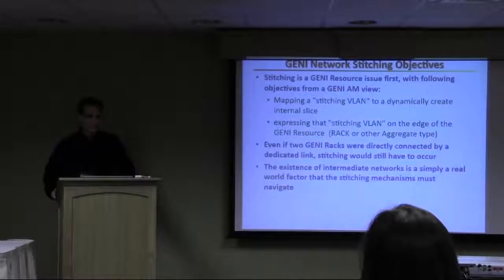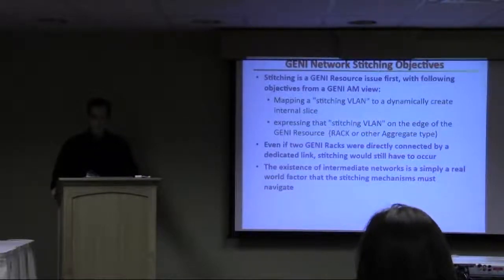It's what adds the complexity. But we're really talking about, in GENI, creating slices, which are some resources inside of a GENI resource, such as a GENI rack. And we need to be able to map those resources inside the GENI rack to the stitching VLAN. The stitching VLAN is simply the VLAN that needs to be expressed out to the edge of the GENI resource, like the GENI rack. Basically, it's the VLAN that gets expressed to whatever the GENI rack is connected to externally.